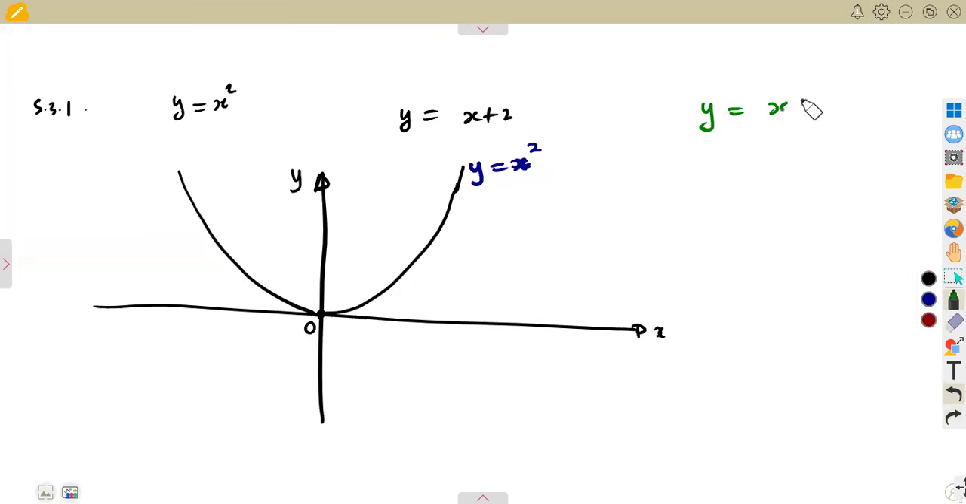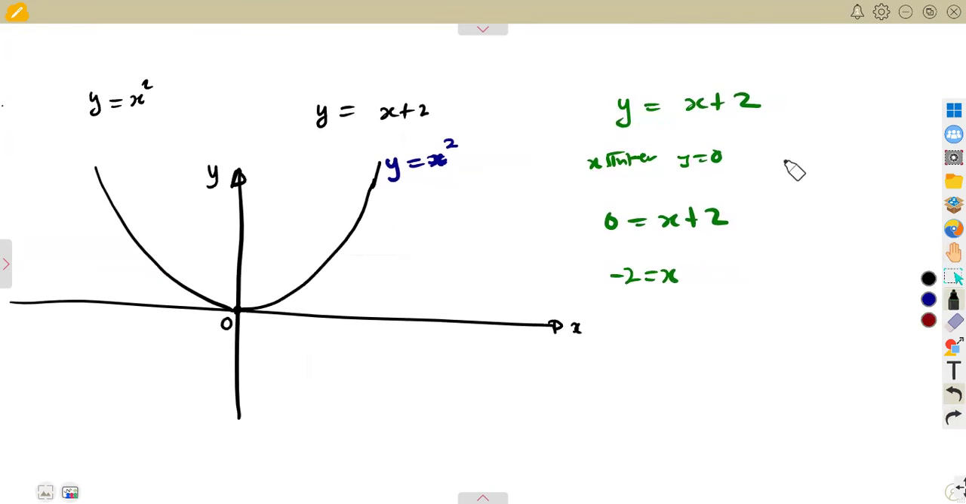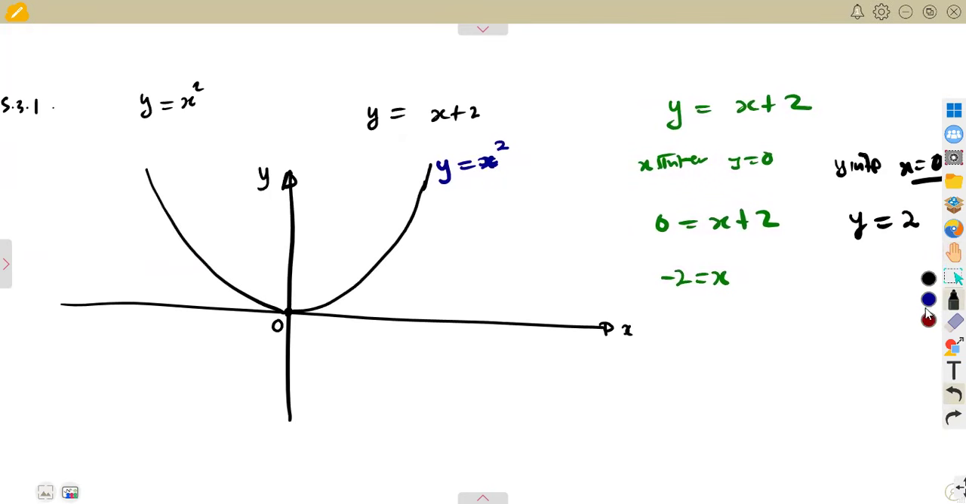Given that y is equal to x plus 2, for the x-intercept we understand that y must be equal to 0. So if y is equal to 0, it means x must be equal to what? Transpose this to the other side: minus 2 is equal to x. For the y-intercept, we have the same condition, that x is supposed to be equal to 0. So if x is 0 here, y is going to be 2. So the most important values you're supposed to indicate on the sketch are the x value at minus 2 and the y value at 2.